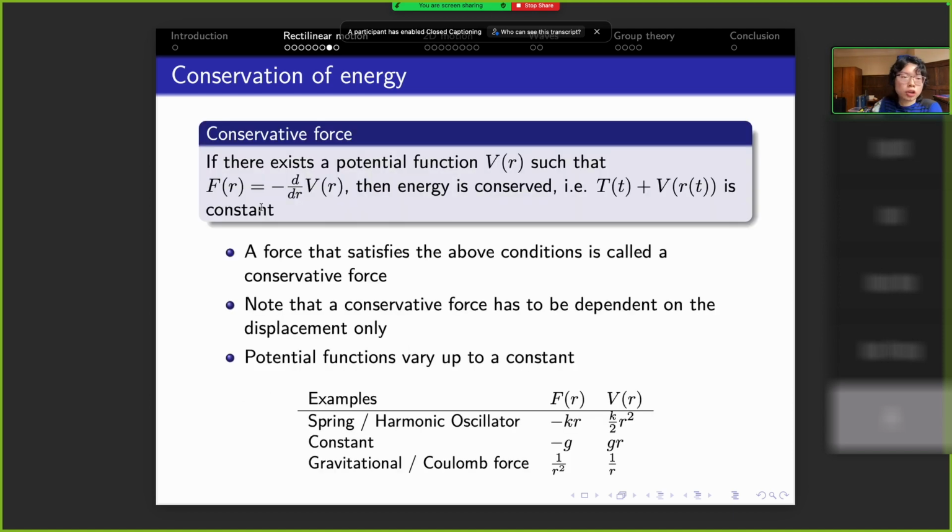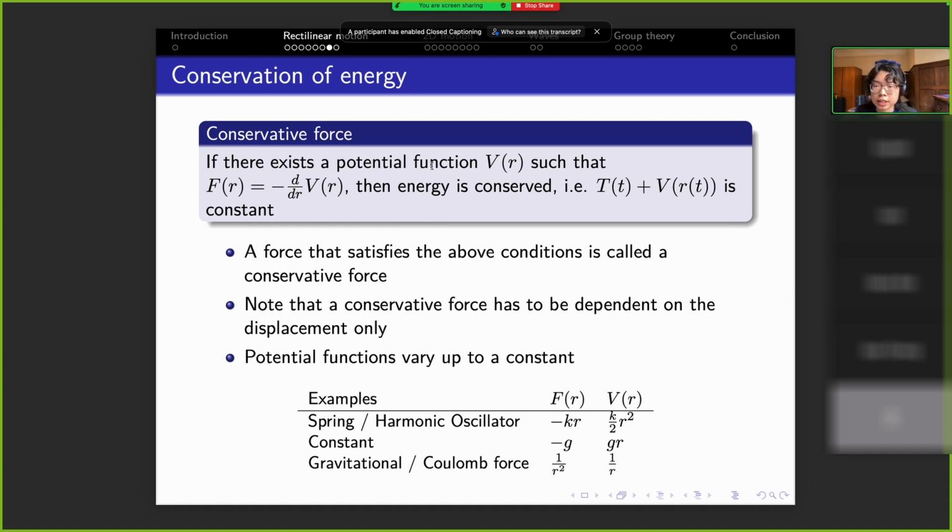So we want to introduce a concept called conservative force. And the idea is that we want to say that if the force is conservative, then energy is conserved. That's why we're defining this concept of conservative forces. So let's try to understand this definition.